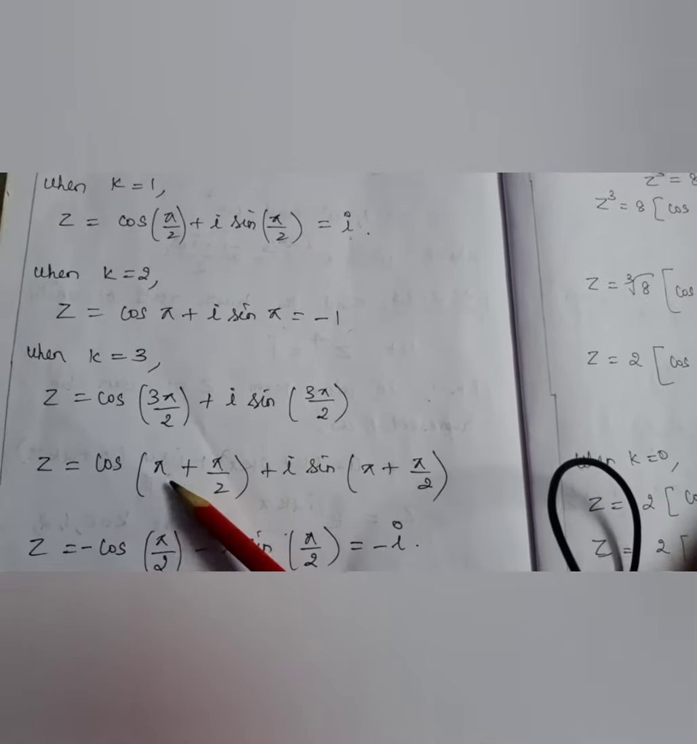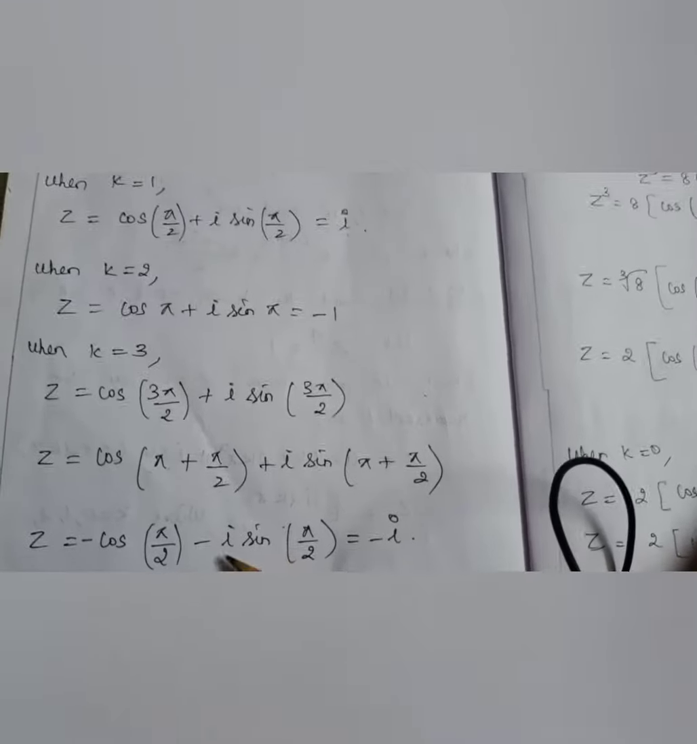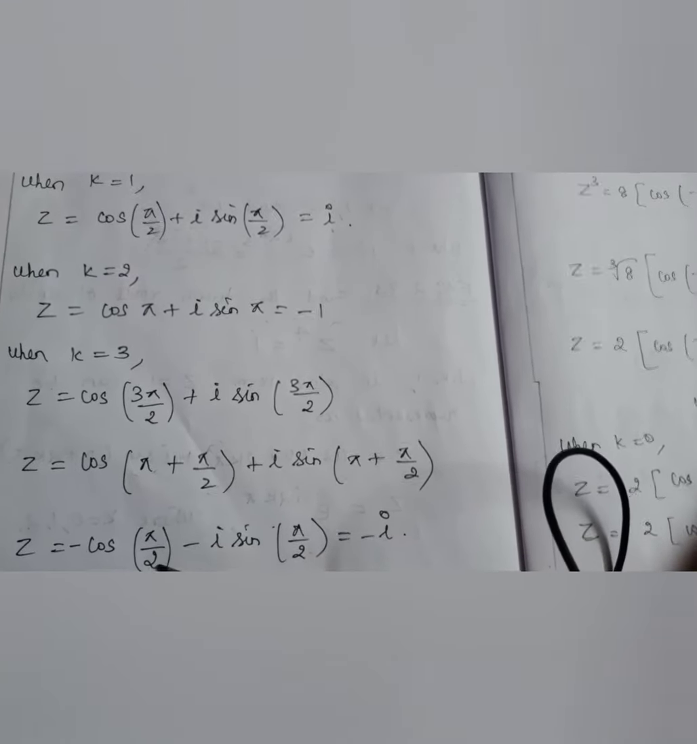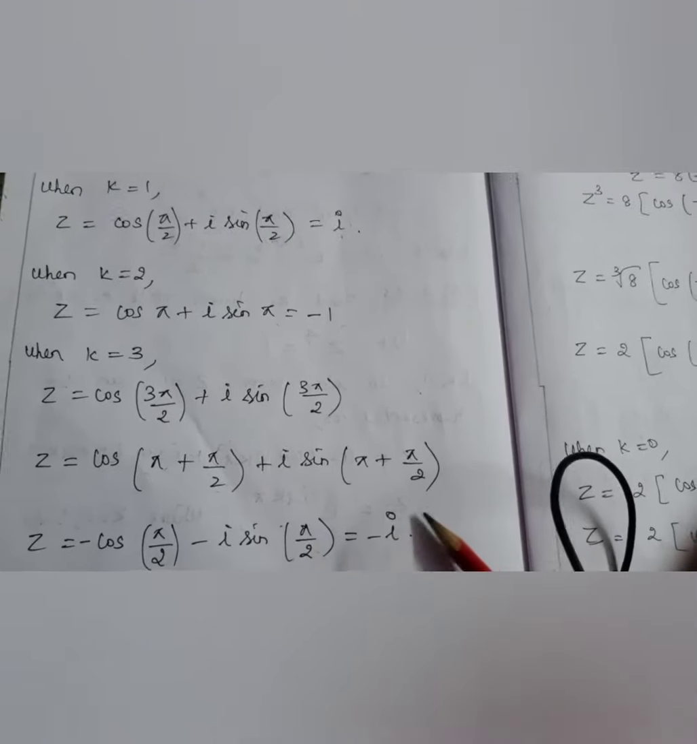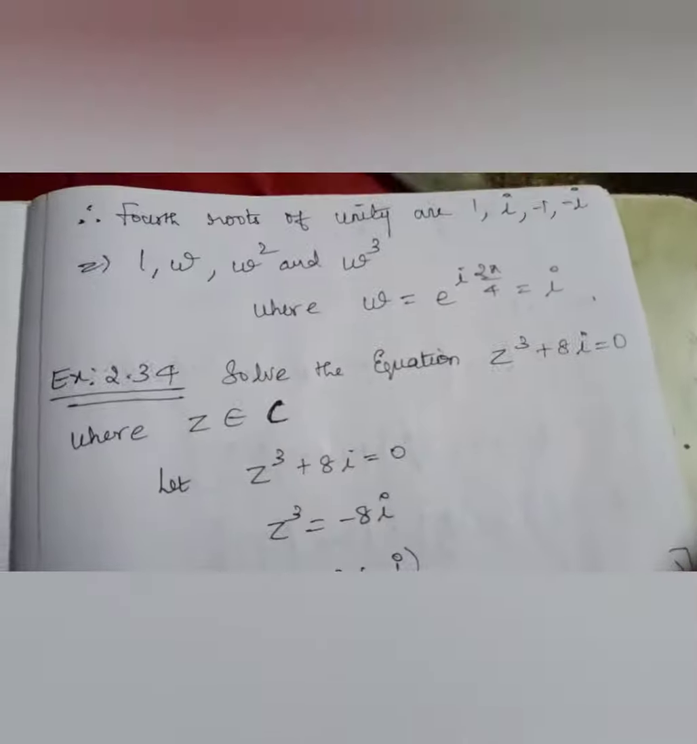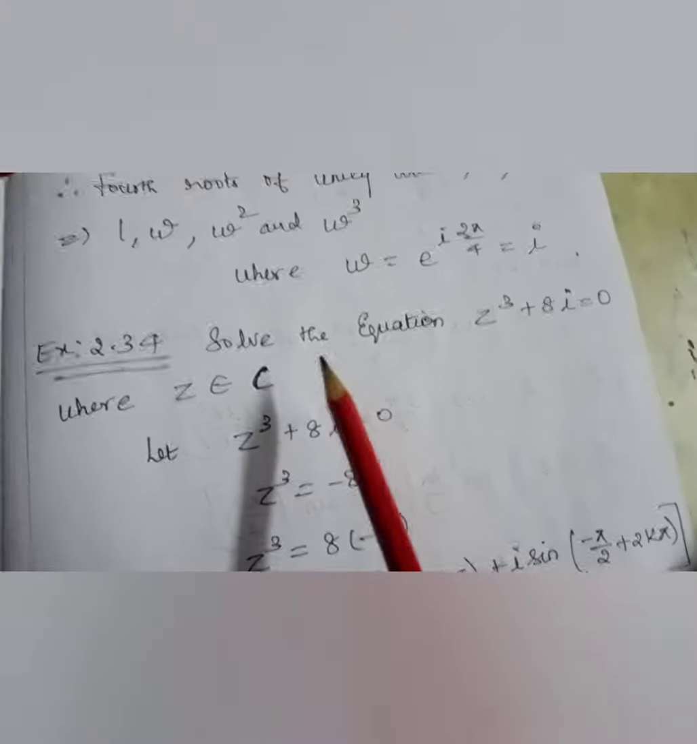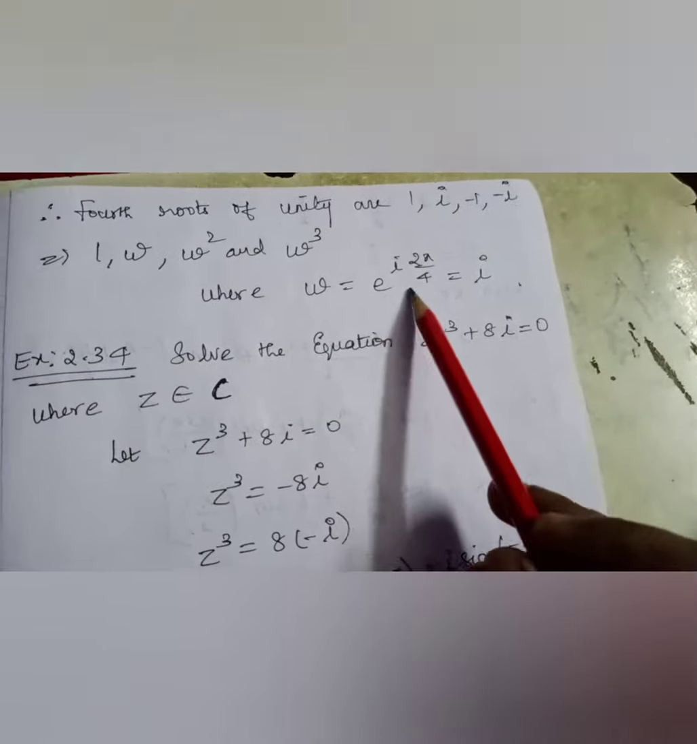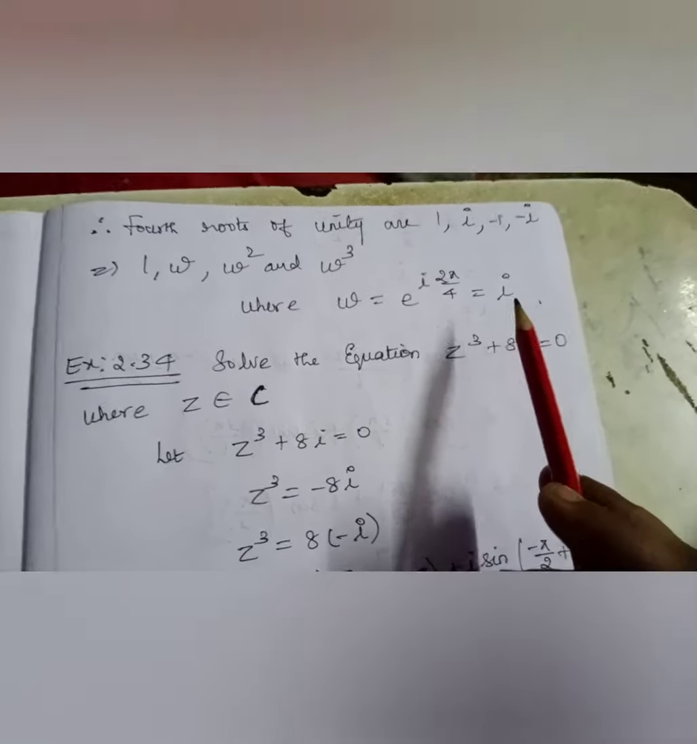Now what is cos of π plus θ, children? Minus cos θ. So minus cos π/2 minus i sin π/2. Again cos 90 is 0, so sin 90 alone will give 1. So minus i is the answer. Therefore we are concluding that the fourth roots of unity are 1, i, minus 1 and minus i. So we are getting 1, ω, ω², and ω³, where ω is equal to e^(i2π/4), which is equal to i. Okay, so this is the fourth root.